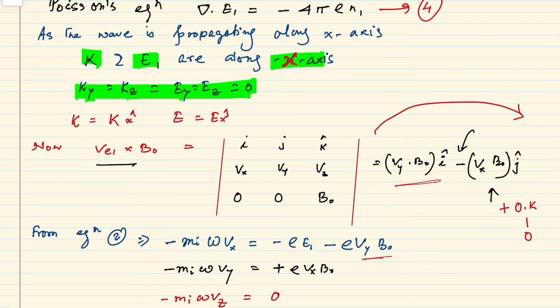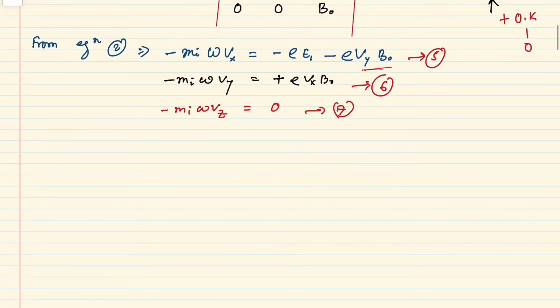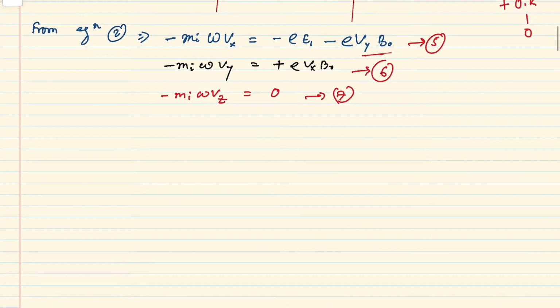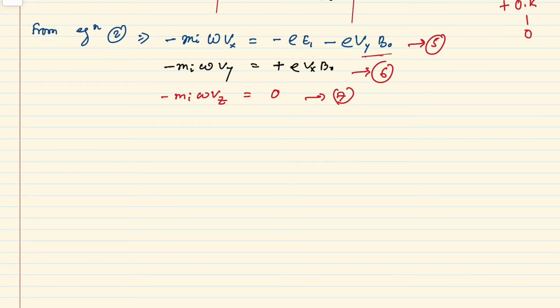So we have three equations, and those are respectively equation number 5, 6 and equation number 7. From equation number 6, now let me take equation number 6. Let me find Vy from here.